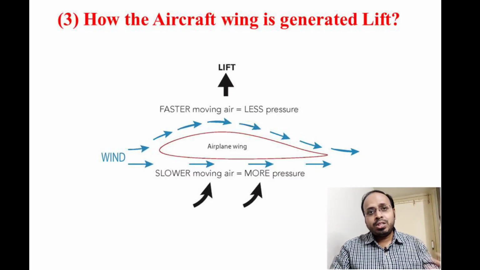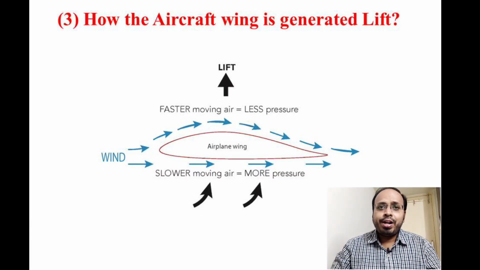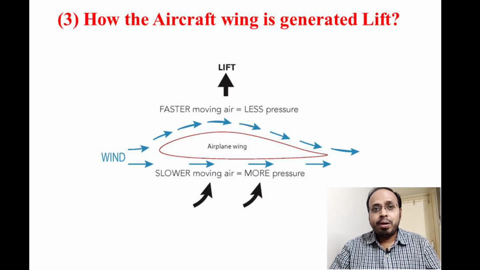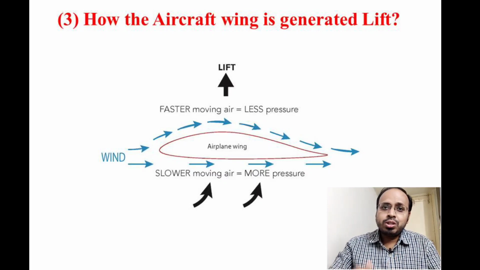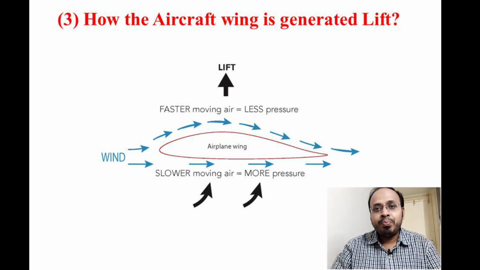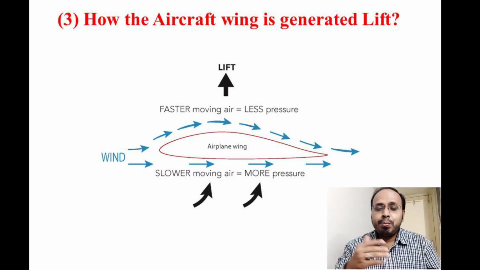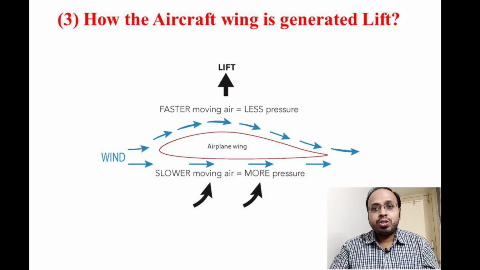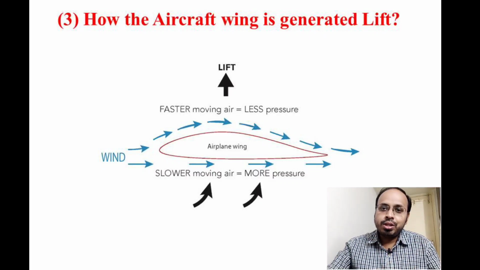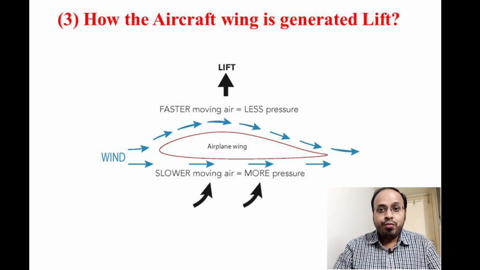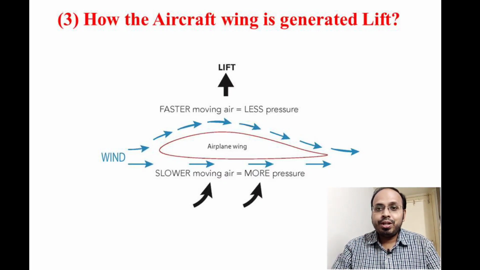If the flow passes over the airplane wing, you can see that on the upper surface the fluid particles move faster, and the fluid particles move slower on the lower surface because of the shape of the wing section. Because of that, lower pressure is created on the upper surface of the wing, but higher pressure is created on the lower surface of the wing. So it creates a pressure difference. That pressure difference creates an upward force that is called lift.